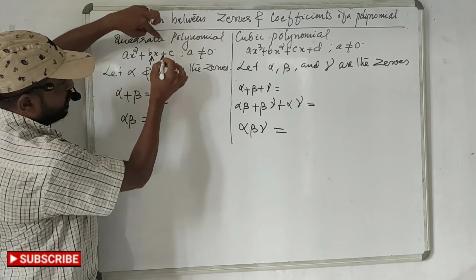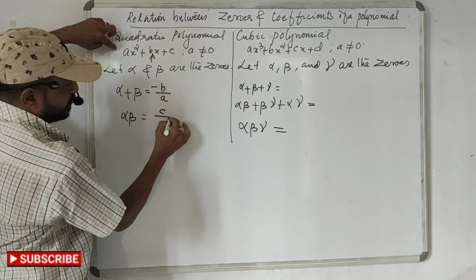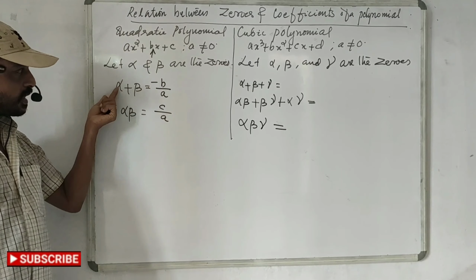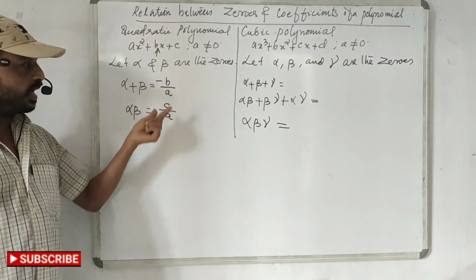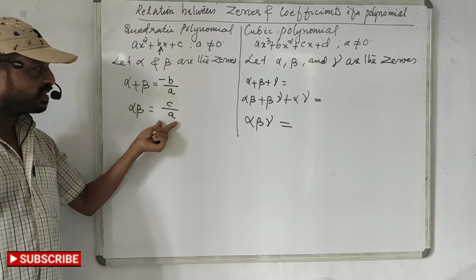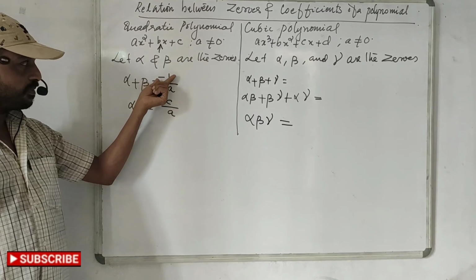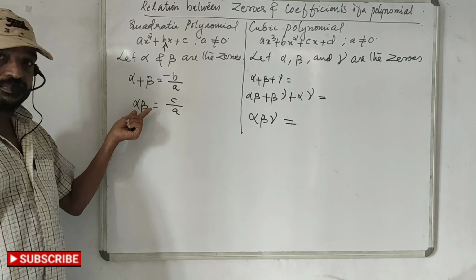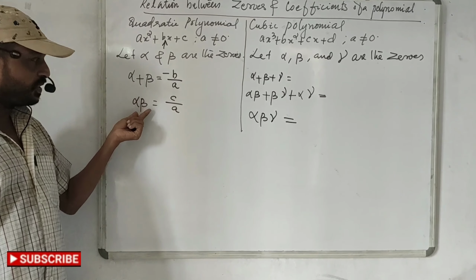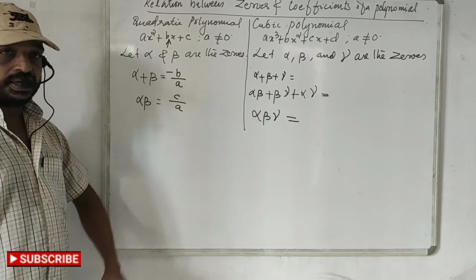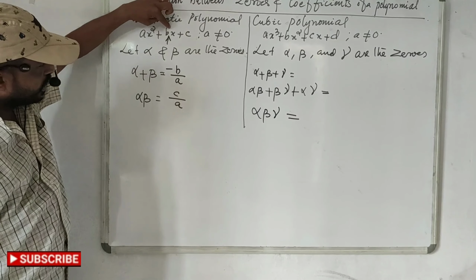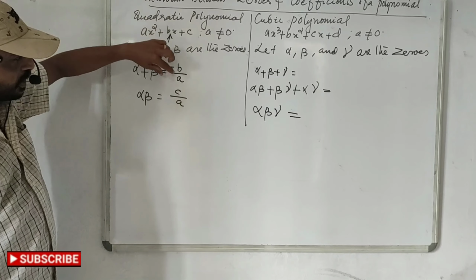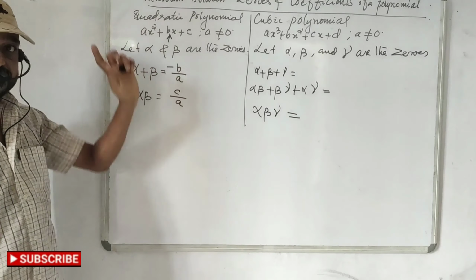And next, alpha into beta will be c by a. It is positive. That means the first result, the sum of the roots, is negative, and from there we will have to change the sign alternately. Here the sum of the roots is negative and the product of the roots taking two at a time, here only two roots are there, alpha into beta, is positive c by a. So first is minus b by a and the next is c by a. The common denominator here is a.